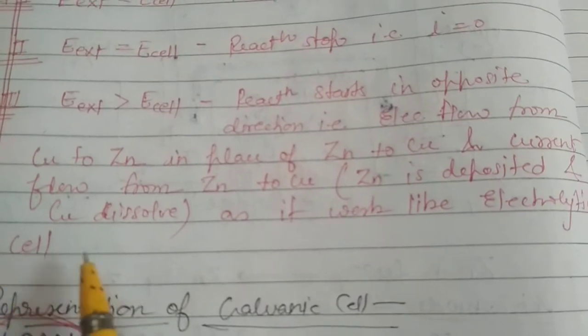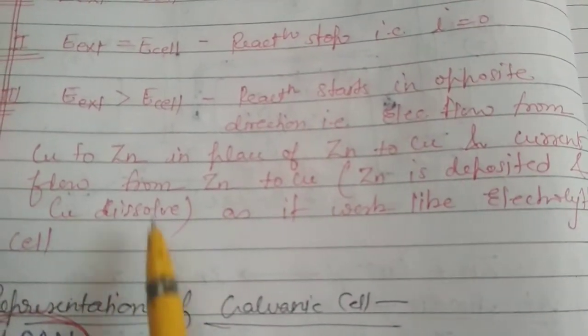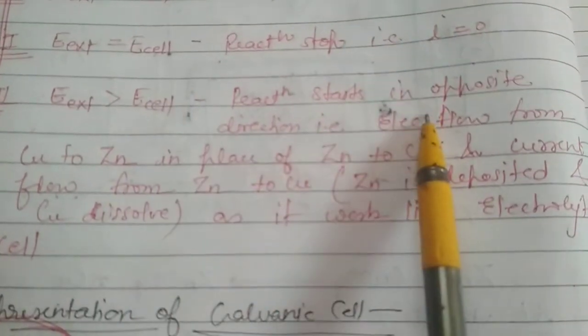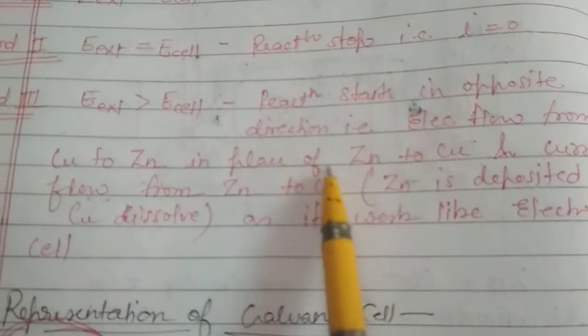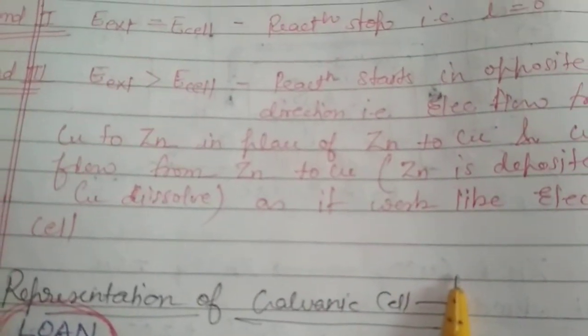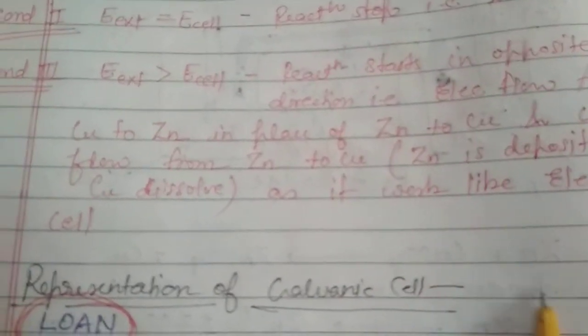Because in the galvanic cell, we convert chemical energy to electrical energy. But now what are we doing? We are providing electrical energy. So it converts the electrical energy into chemical energy in a non-spontaneous reaction form.